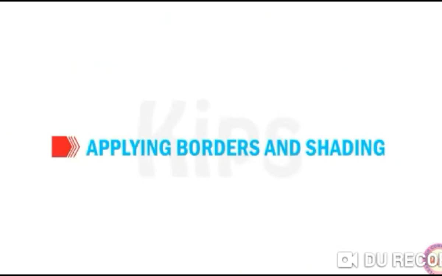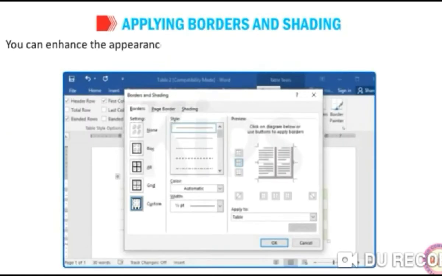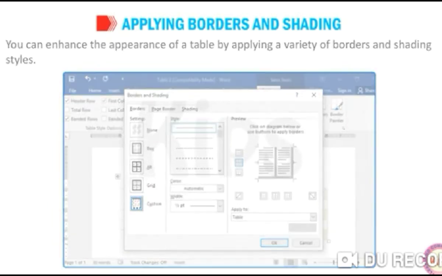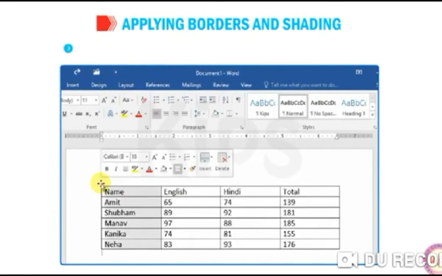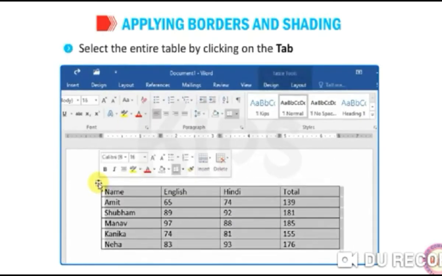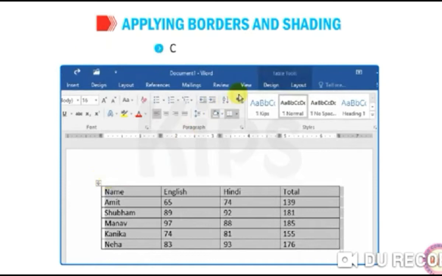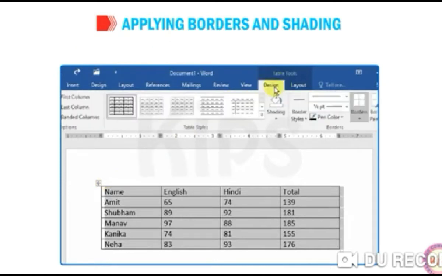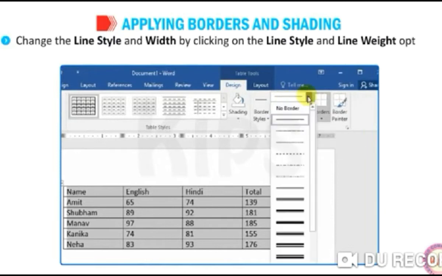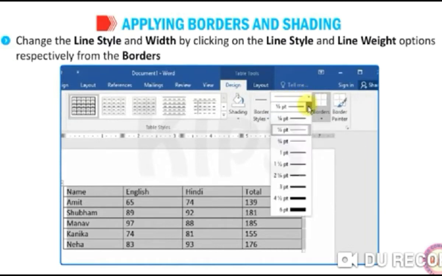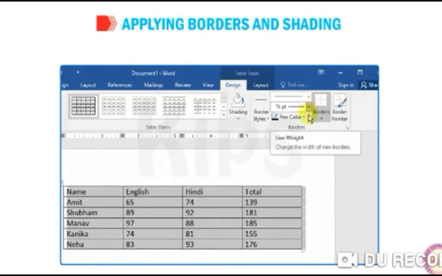Applying borders and shading. It is a very interesting option. You can enhance the appearance of the table by applying a variety of borders and shading styles. How you can do that? To add border and shading, follow the given steps. First of all, select the entire table by clicking on the table move handle. Click on design tab. Then change the line style and width. Here you can see I am choosing the line style and line width.